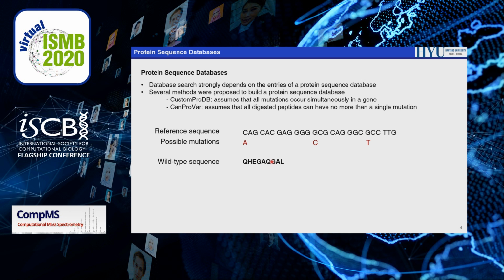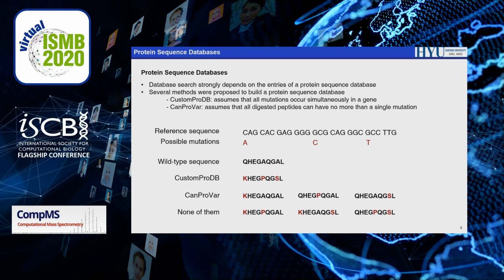For example, given the reference sequence and possible mutations, CustomProDB generates one mutated peptide sequence, and ChemProba generates three mutated peptide sequences. However, there are still three mutated peptide sequences that are never considered during search.